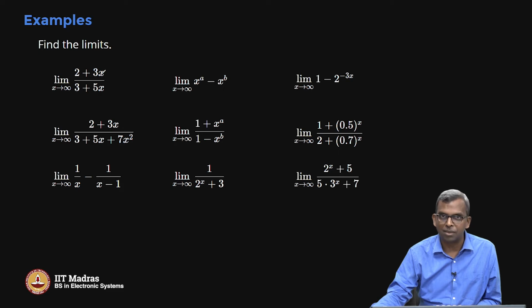You have to divide by x, right. If you remember 2 plus 3n by 3 plus 5n, that is what we did. We divide by x. Divide by x, you get 2 by x plus 3, that has a limit of 3. 3 by x plus 5, that has a limit of 5. So, this will go to 3 by 5.